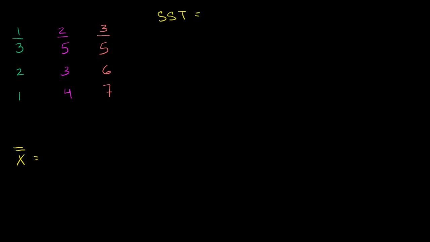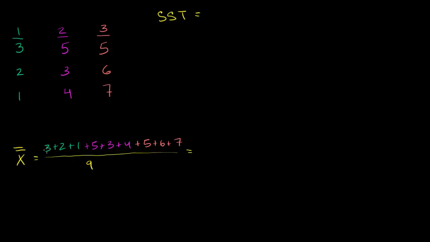So it's going to be 3 plus 2 plus 1, plus 5 plus 3 plus 4, plus 5 plus 6 plus 7. And then we have 9 data points here, so we'll divide by 9. And what is this going to be equal to?